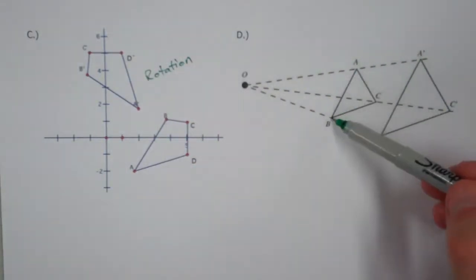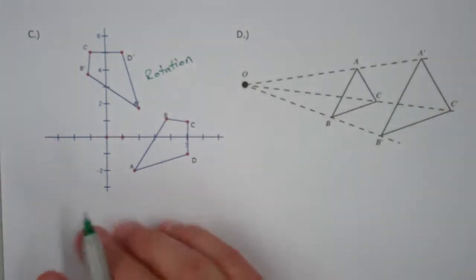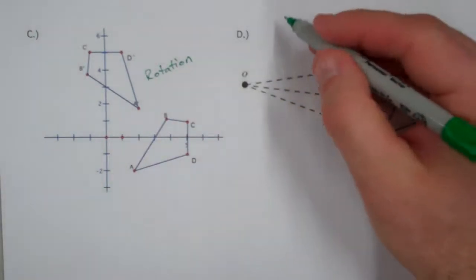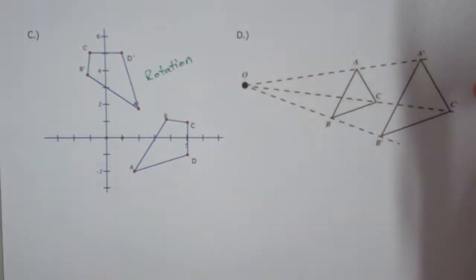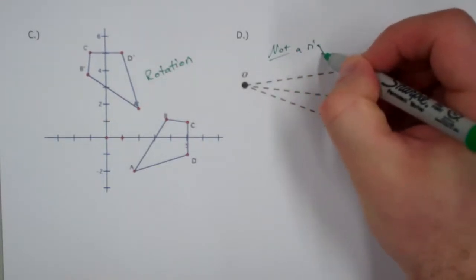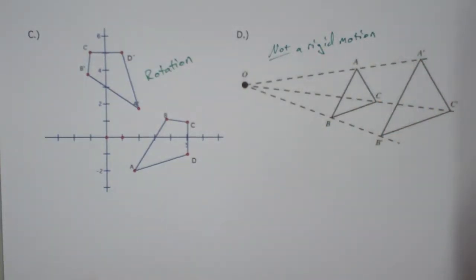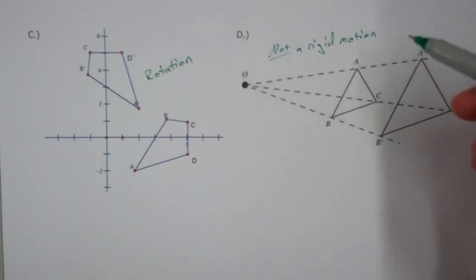In D, we have triangle ABC, and here's A prime, B prime, and C prime. You'll notice that the size is not the same, so right off the bat, these two aren't congruent. We're going to list this as not a rigid motion, because the size of the triangle in this case is not the same. In the future, you will call this a dilation, or a shrink or a stretch, perhaps, are some other words that you might use. These shapes are what are called similar, but because they're not congruent, it's not a rigid motion.